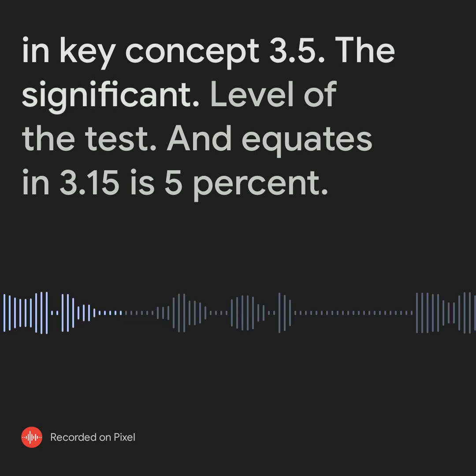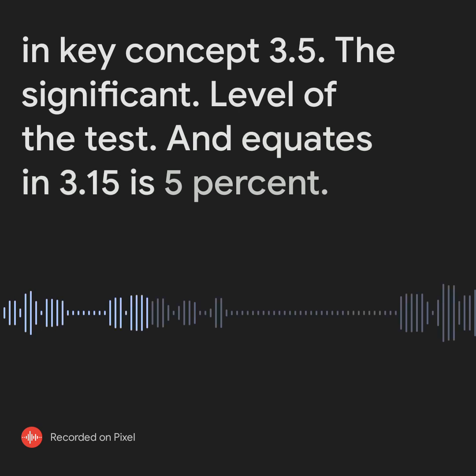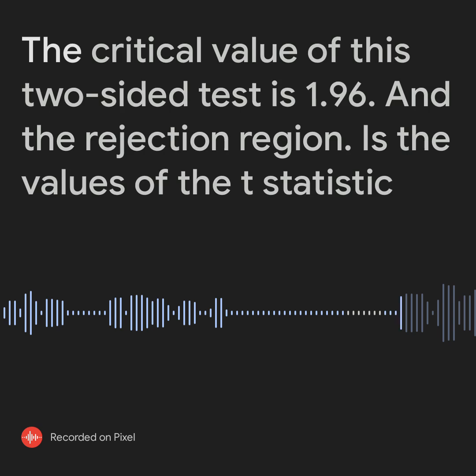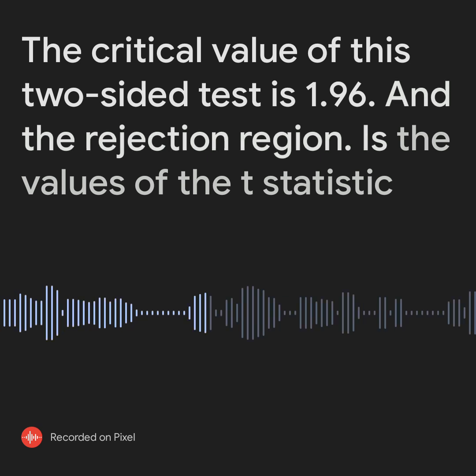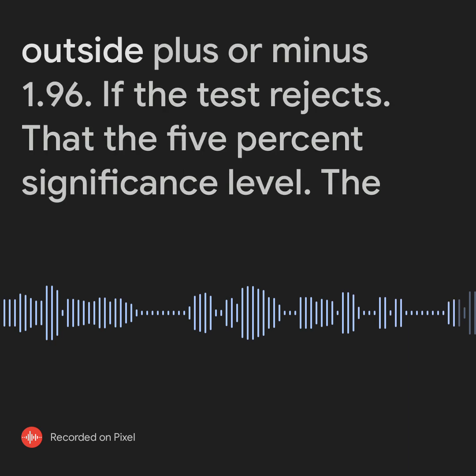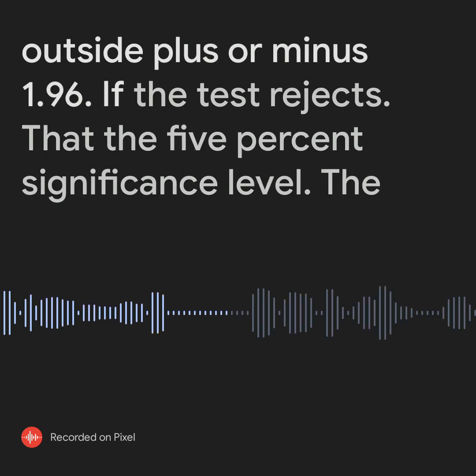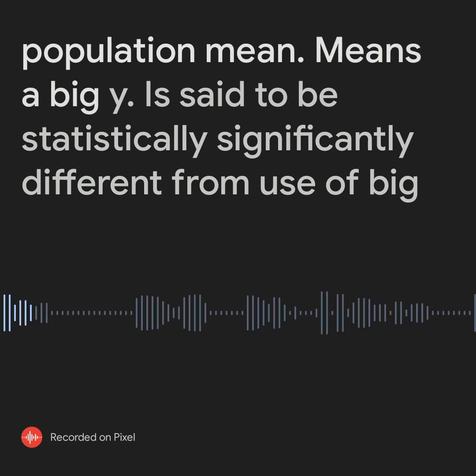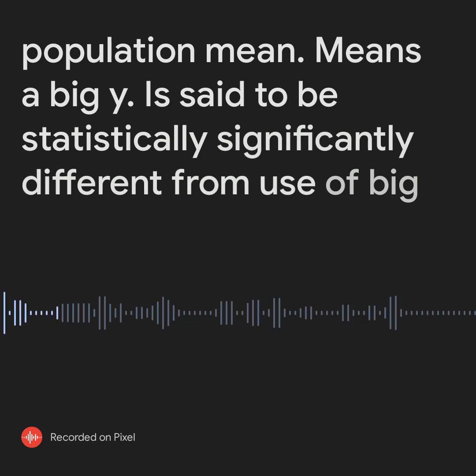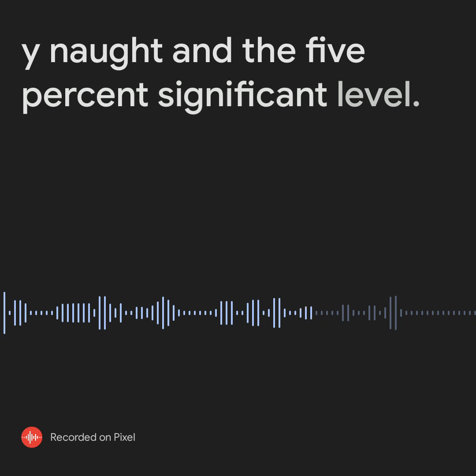The significance level of the test in equation 3.15 is 5%. The critical value of this two-sided test is 1.96, and the rejection region is the values of the t-statistic outside plus or minus 1.96. If the test rejects at the 5% significance level, the population mean, mu_Y, is said to be statistically significantly different from mu_Y,0 at the 5% significance level.